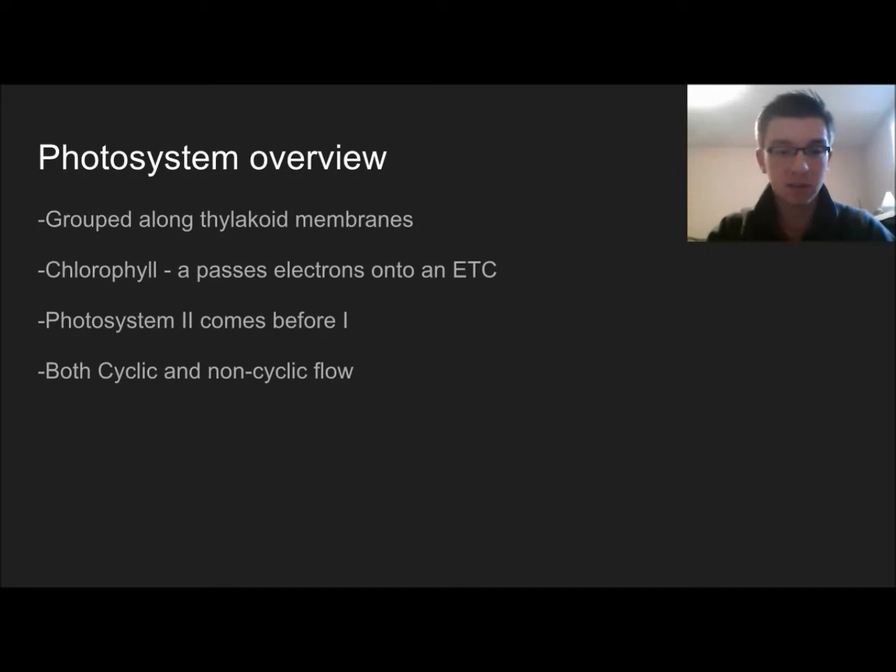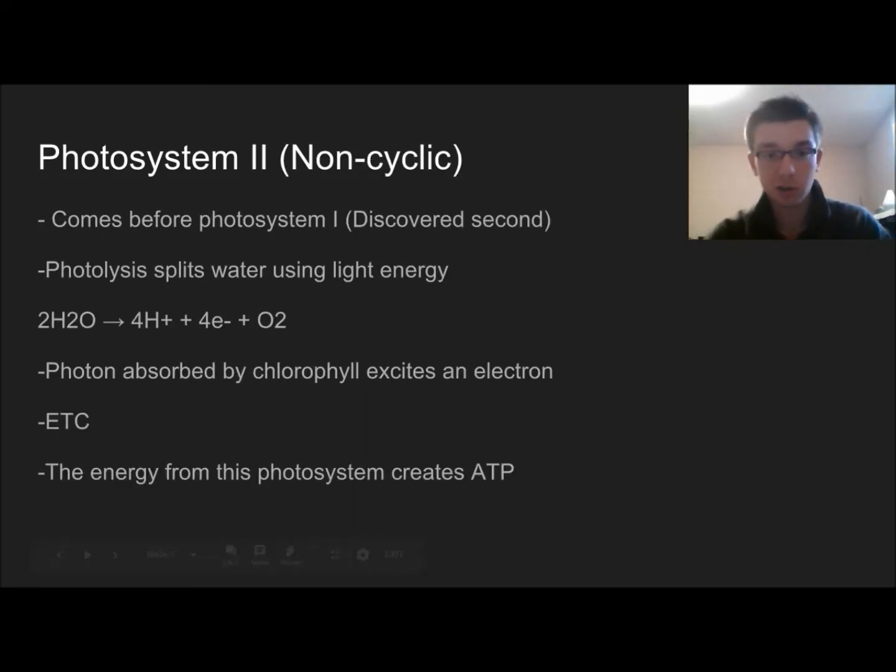And photosystem 2 is going to come before photosystem 1. This is because photosystem 1 was discovered first. Then we're going to talk about both cyclic and non-cyclic. Alright, so photosystem 2 is going to be part of our non-cyclic electron flow. We'll talk about what that means after. So as I said, it was discovered second, so it's called photosystem 2, but it comes before photosystem 1.